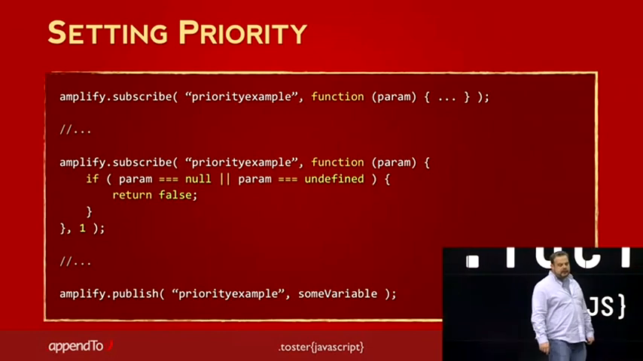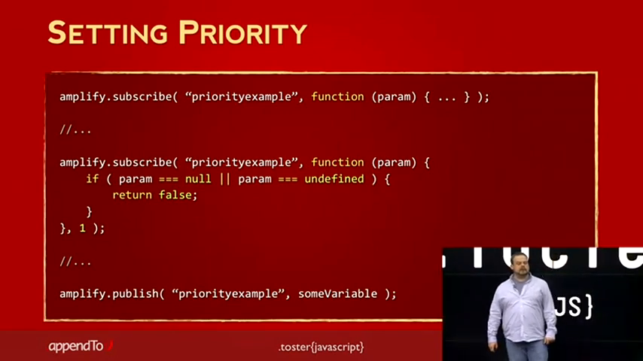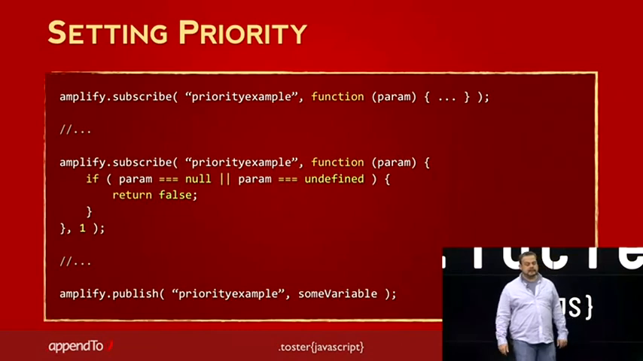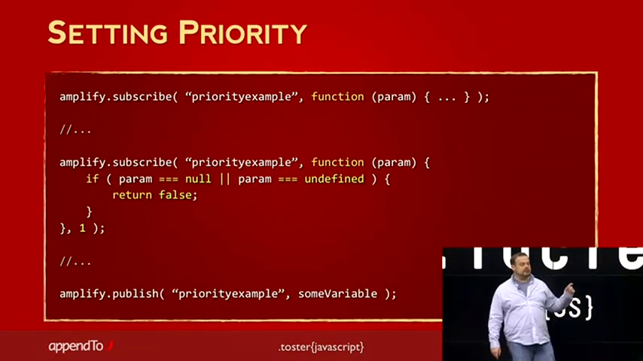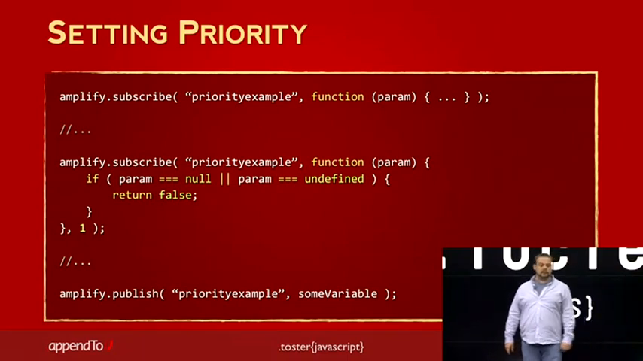So let's take a look at setting priority. In this example here, we have two subscriptions. The first one doesn't have a priority set, and the second one does have a priority set. So we have priority example as our topic. We have some kind of callback function. We don't really need to worry about what's in that.